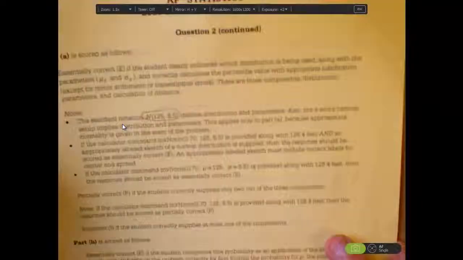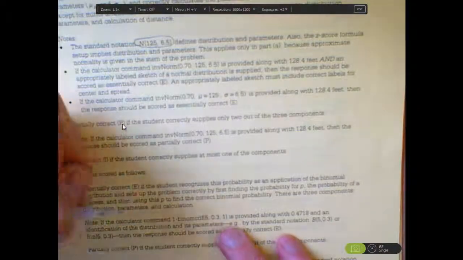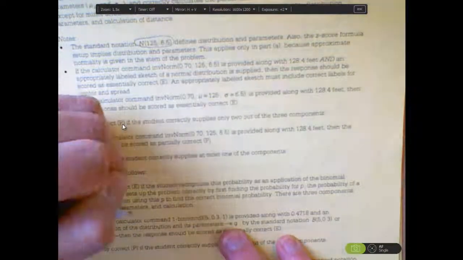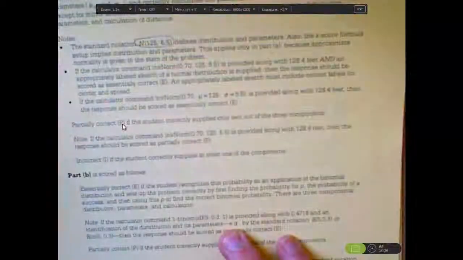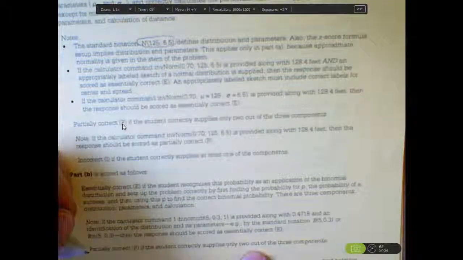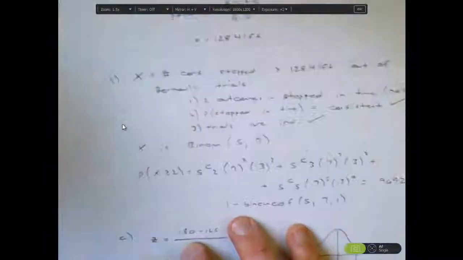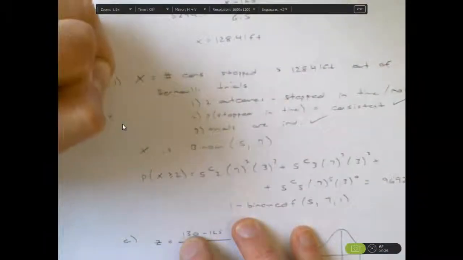So going back to the grading here, I have the correct distribution. I have the binomial distribution. My parameters are incorrect, but my calculation is correct based off my wrong parameters. So I have 2 of these 3 components met. So you'll notice for partially correct, 2 out of the 3 components have been met. So grading this would be a partially correct.